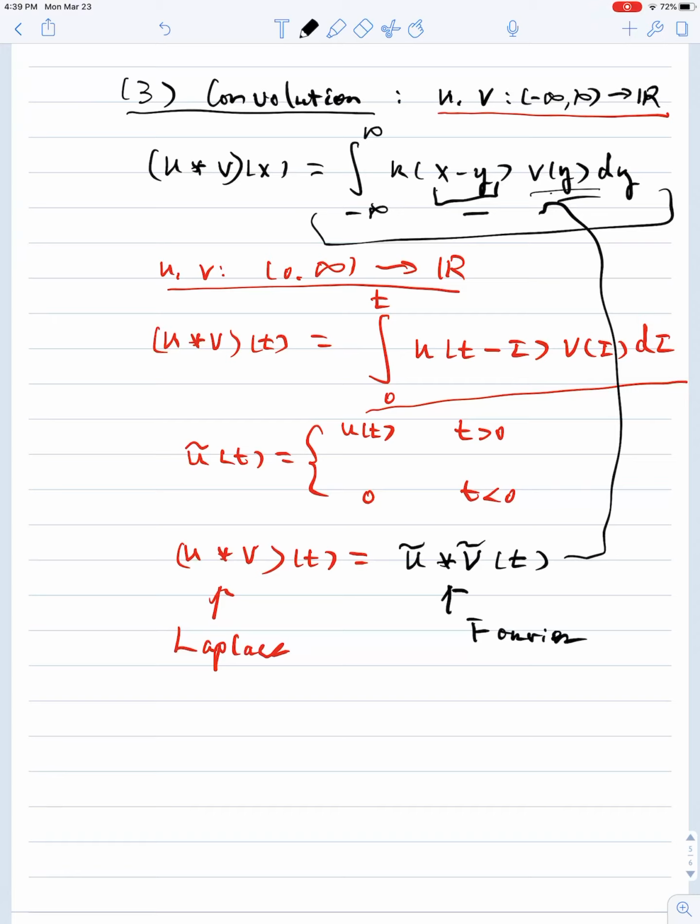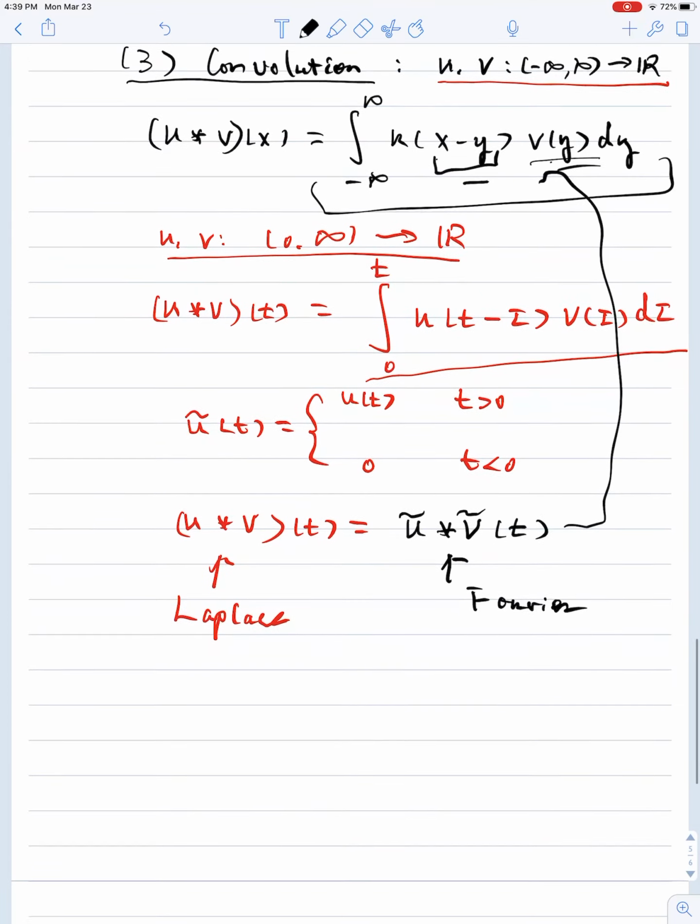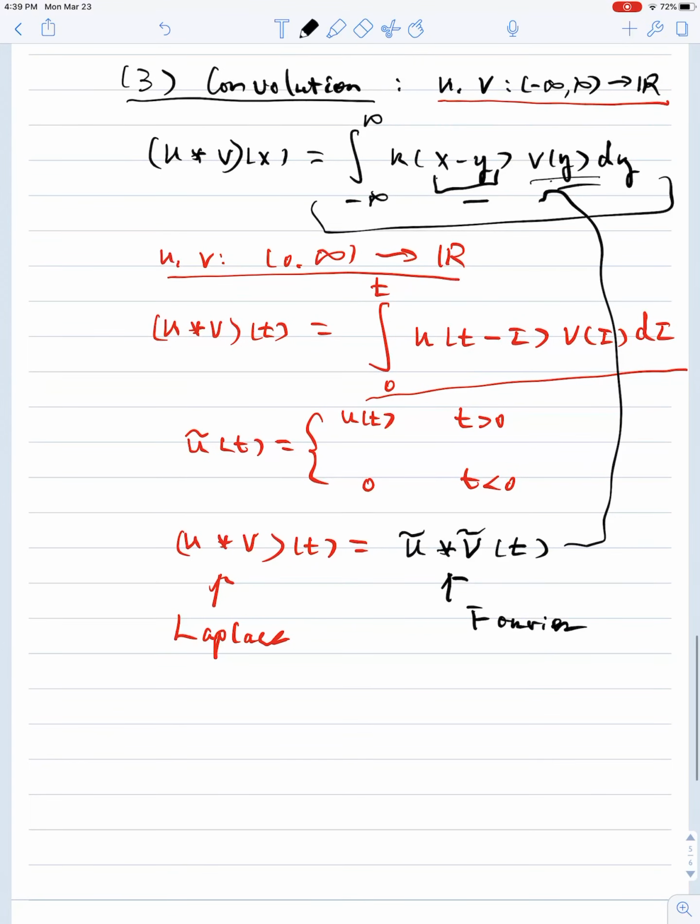Okay, so let's go back to the main purpose of the definition of convolution. The main purpose is the same as before: the Fourier transform of the convolution of two functions is actually the product of the Fourier transforms.